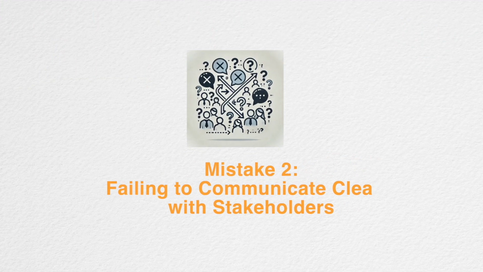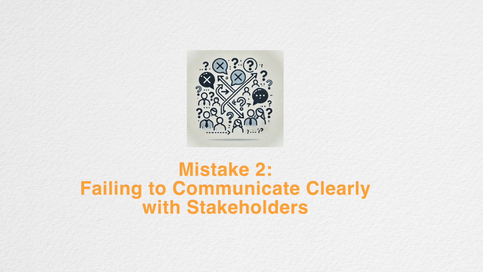Mistake number 2, I call it failing to communicate clearly with stakeholders. Communication is key for every role, but it's especially critical for a business analyst. One of the major mistakes that business analysts make is that they don't communicate their findings clearly back to stakeholders. Imagine delivering a complex, jargon-filled report to non-technical stakeholders. They may end up confused or misunderstand the results, and eventually this will lead to a delay in decisions or wrong action, and of course it might have a huge impact on the project overall.